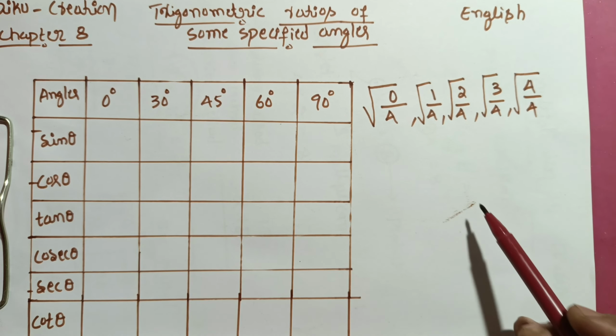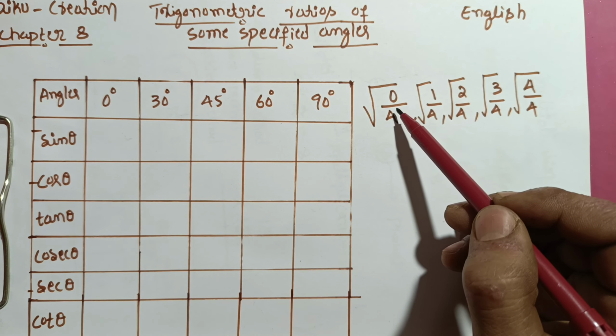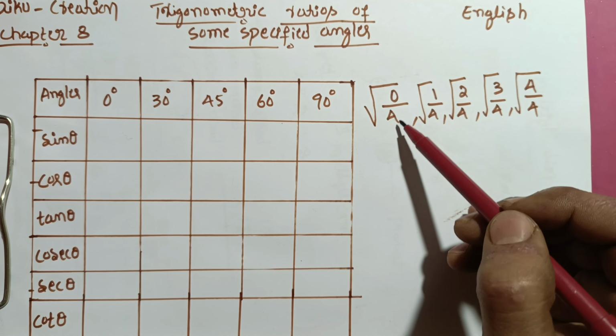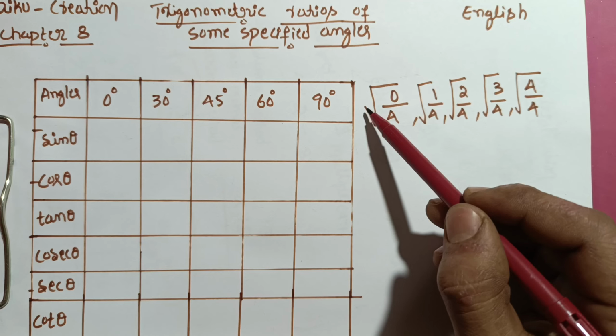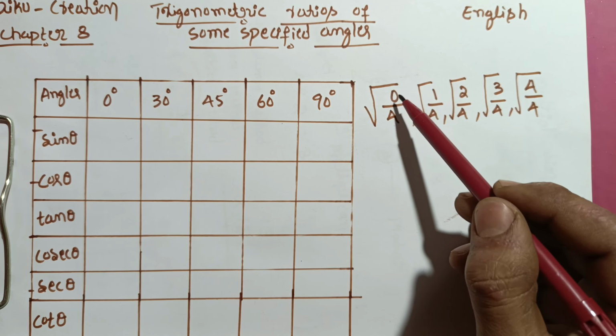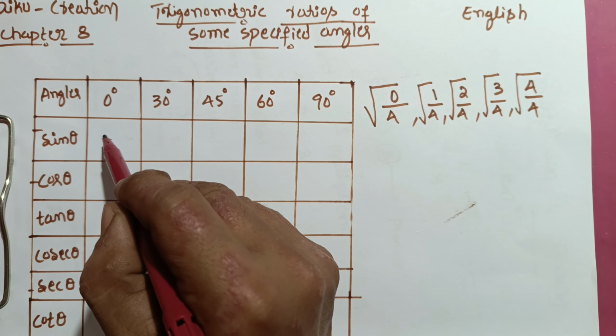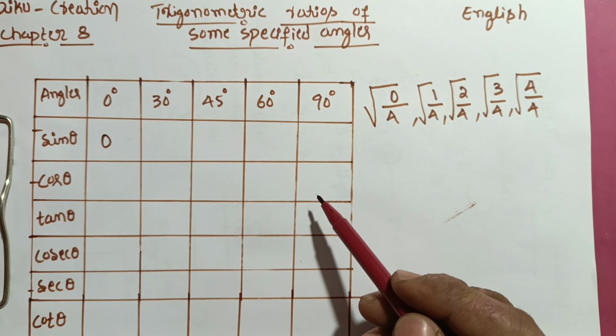Now I will simplify. 0 by 4 is 0, and the square root of 0 is 0. Once again, under the root, 0 by 4 is going to be 0. Therefore sin 0 degree value is 0.